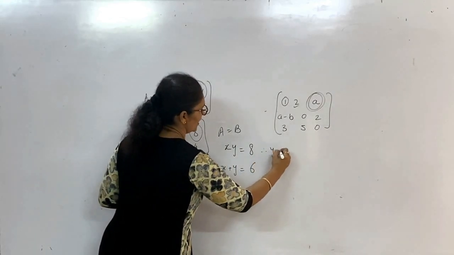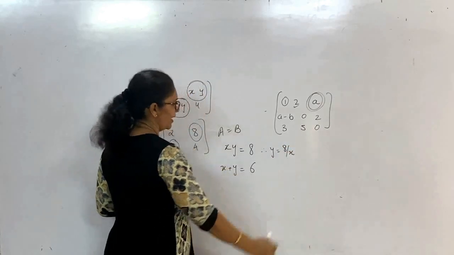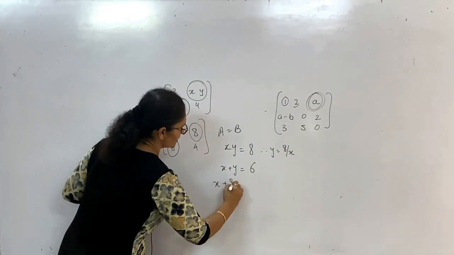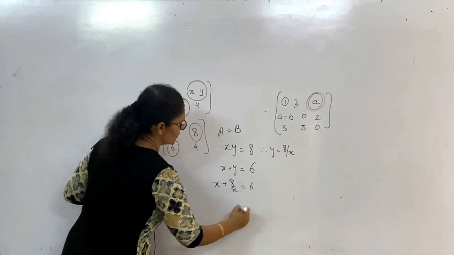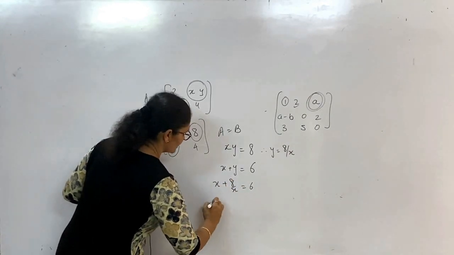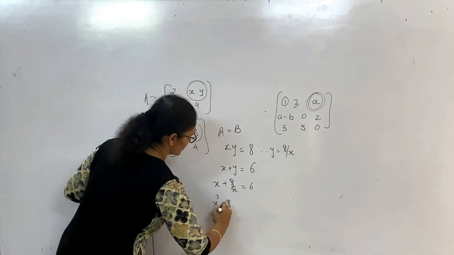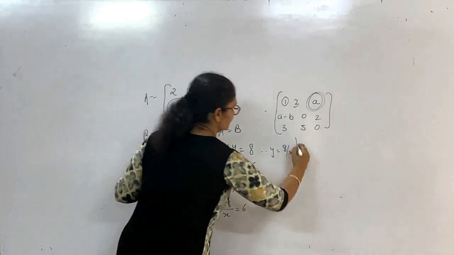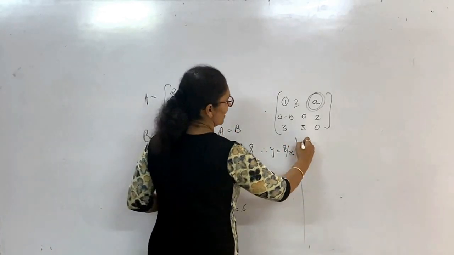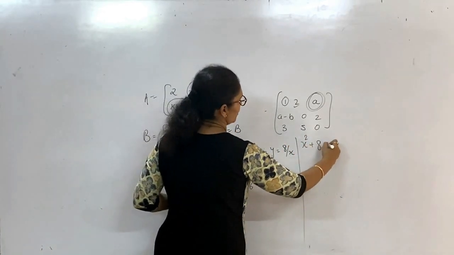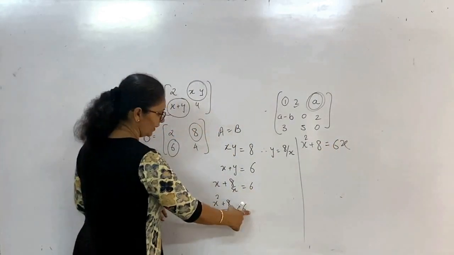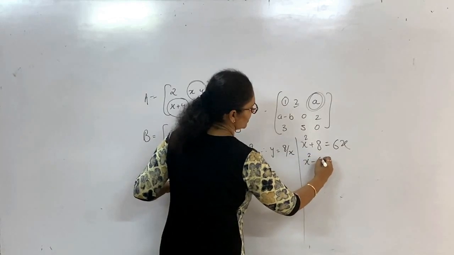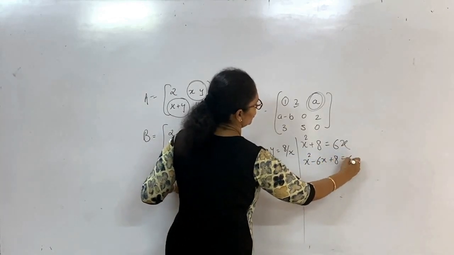From this we can write y equal to 8 by x. Now this value we will substitute here. So x plus 8 by x equal to 6. Take LCM, so x square plus 8 upon x equal to 6. This will be x square plus 8 equal to 6x, by simple cross multiplication. Now x square minus 6x plus 8 equal to 0.